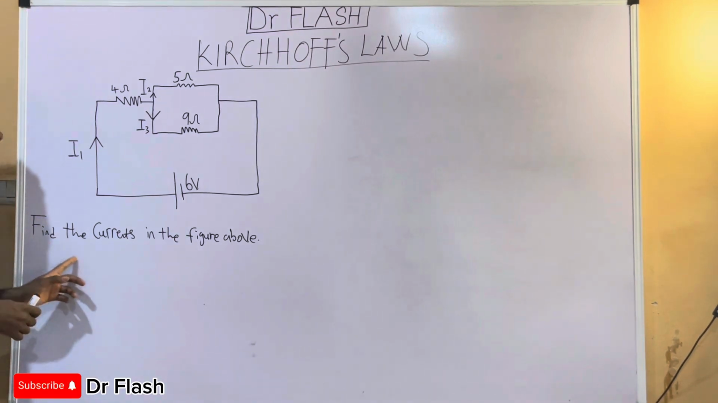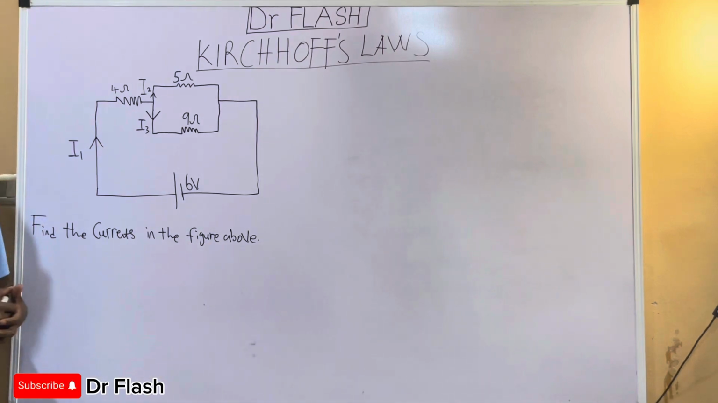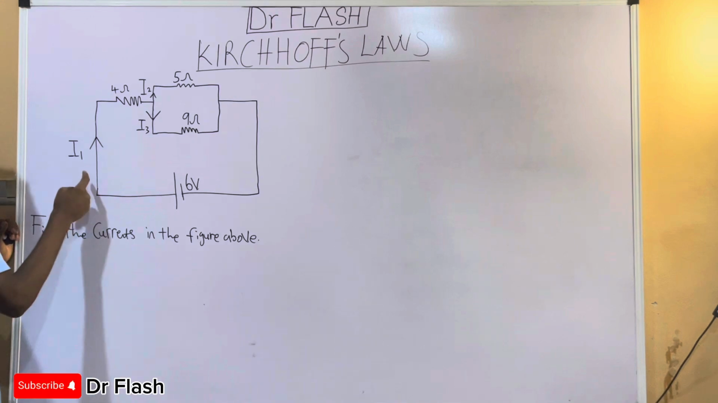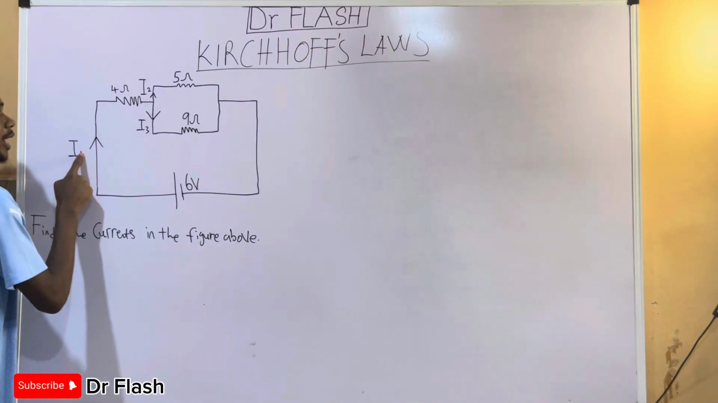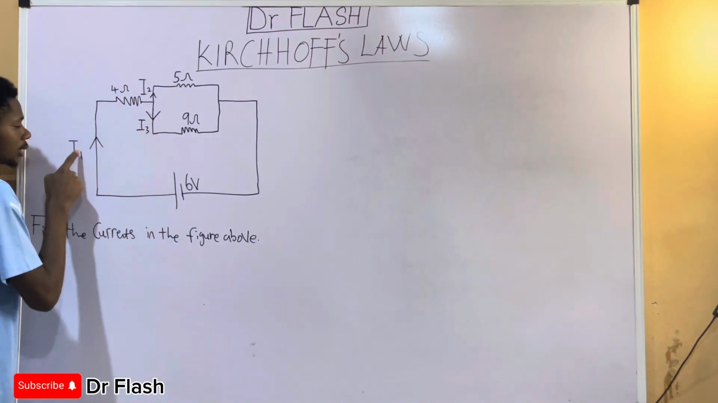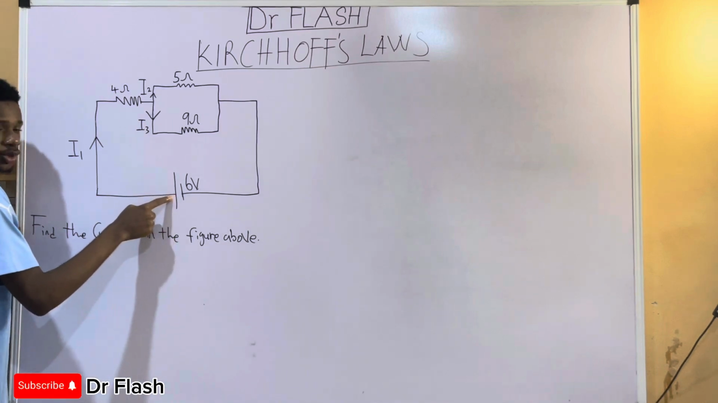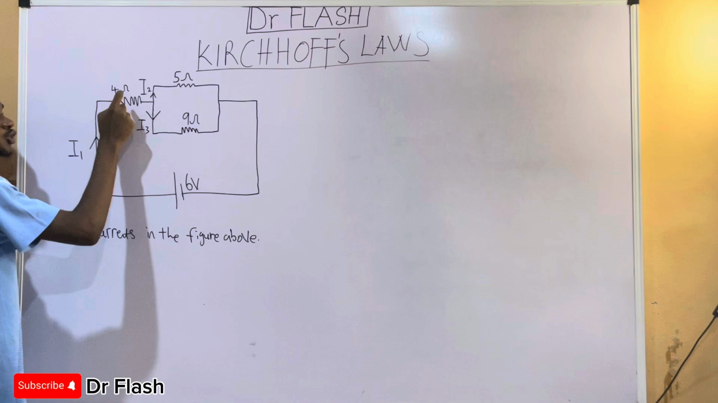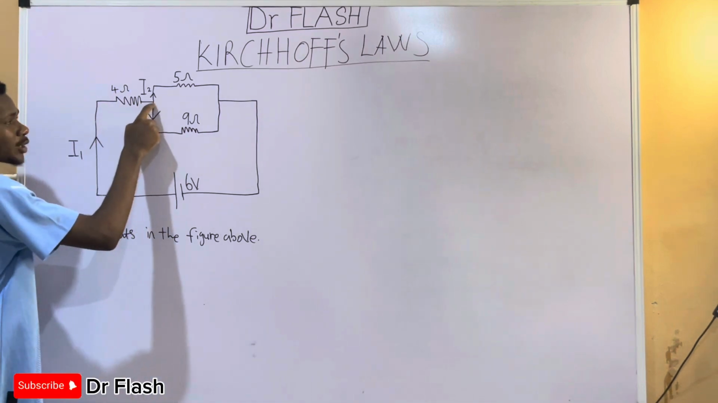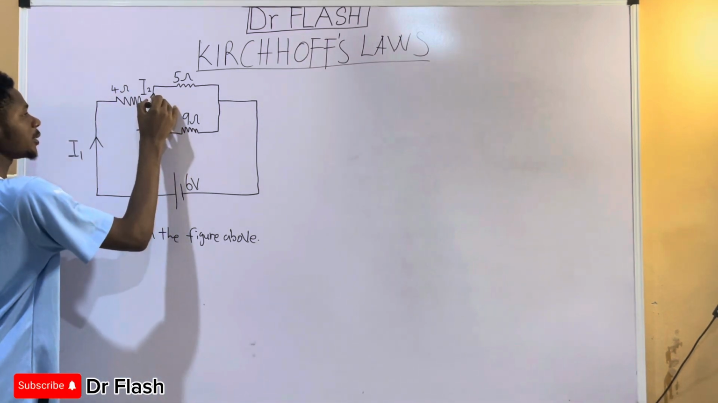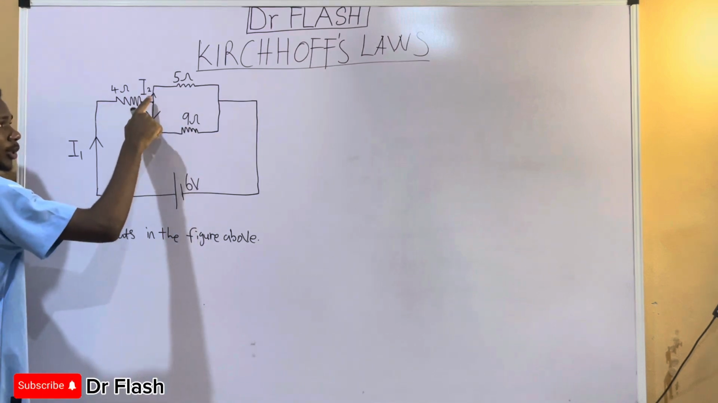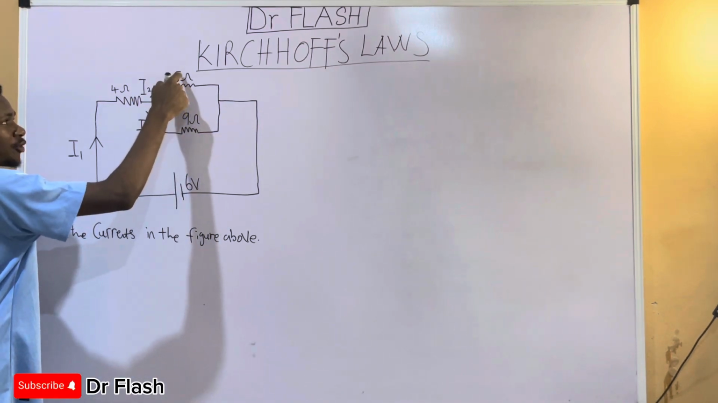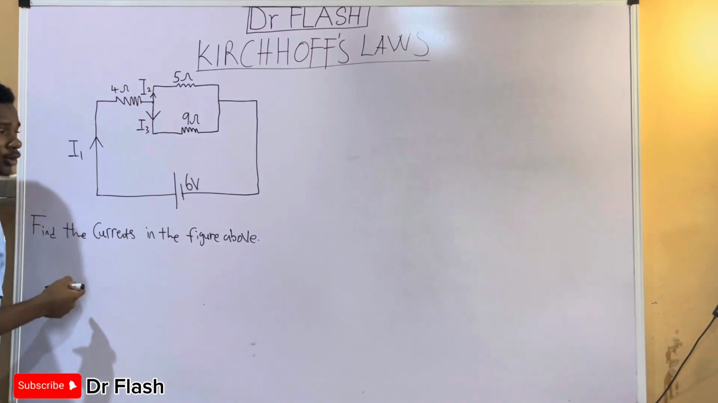Now the question says find the currents in the figure above. To do this, we are going to apply Kirchhoff's law. You notice that the currents they are asking us to find are simply I1, I2, and I3. Now I1 is coming from the source voltage, going through the loop, passing through the 4 ohm, which means the current through the 4 ohm is I1. When it gets to this junction, it splits. Some goes downward, some goes upward, and the one going upward is labeled I2, which means the 5 ohm resistor has a current of I2 flowing through it.